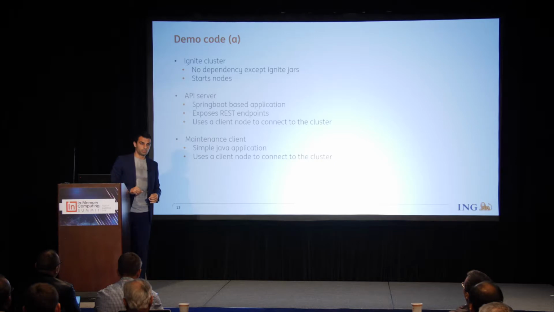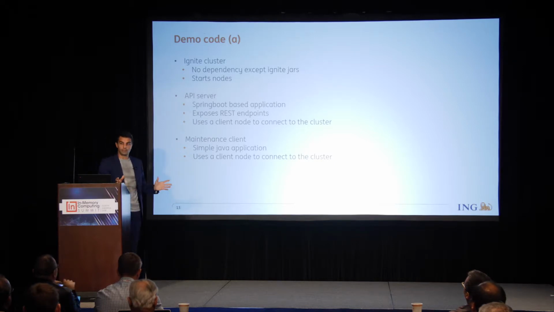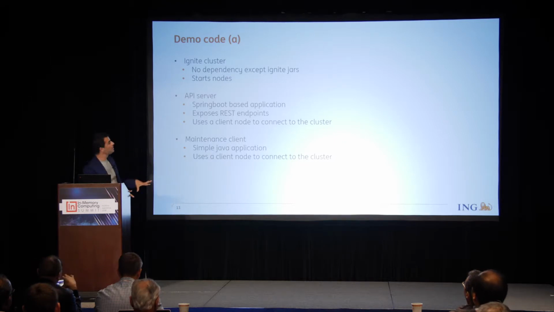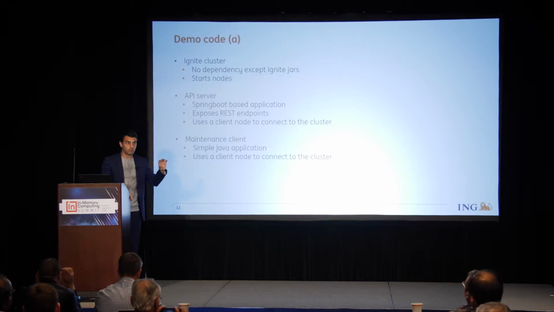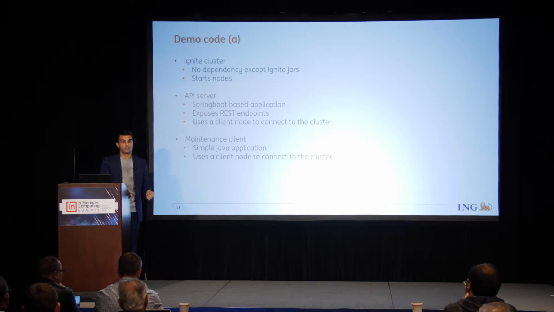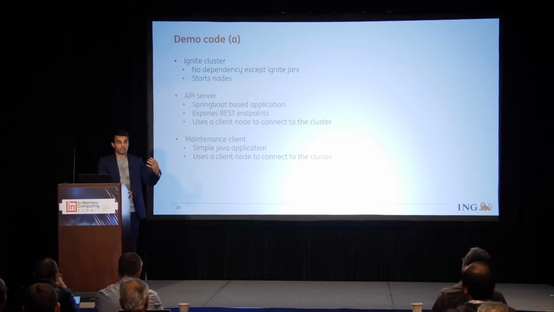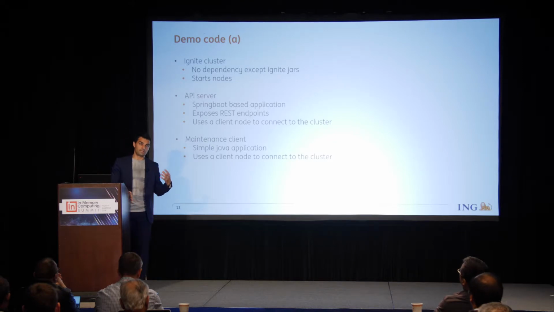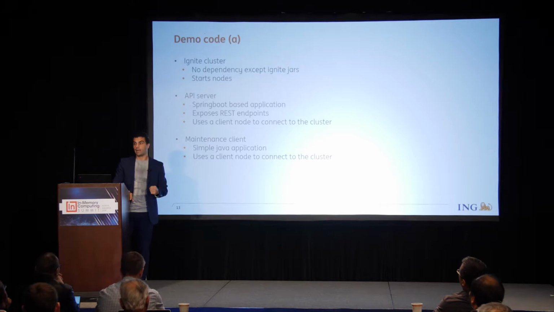So let's do some demo, some code. Hopefully it's going to work, because everybody knows demo never works. We'll have different components. We'll have an Ignite cluster. You will see there's no dependency except the Ignite jars in it. It's just starting the nodes. Then we have this application server that will connect to the cluster using a client node that will start as a Spring Boot application and offer REST endpoints. And also we have this client, as I mentioned, that creates caches and populates data, for instance, for our setup.